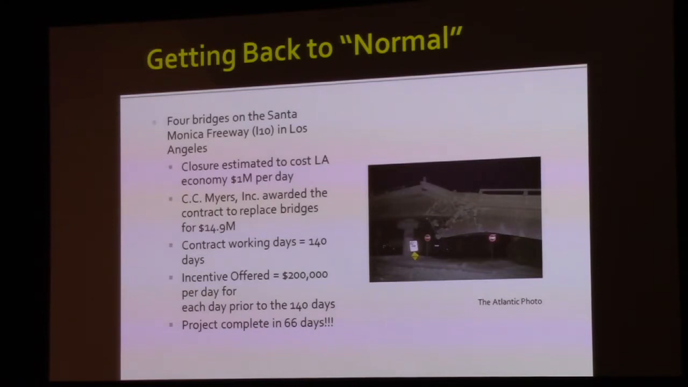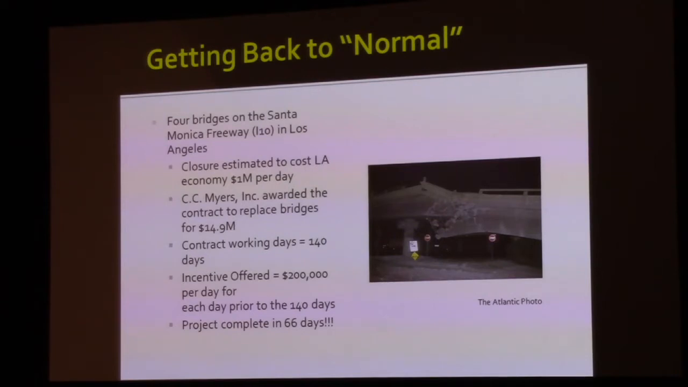We anticipated that the cost per day to the regional economy was about $1 million a day of lost revenue, lost transactions. So we needed to get that road up and going as fast as we could. It's how goods and services move throughout the valley. It's also how people get to work, get to their shopping, whatever they need to do.